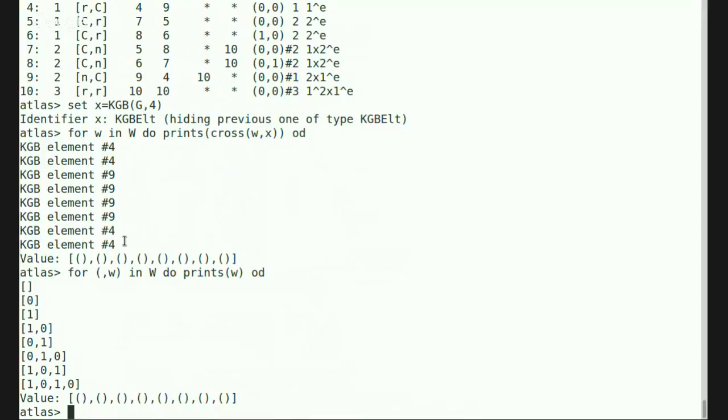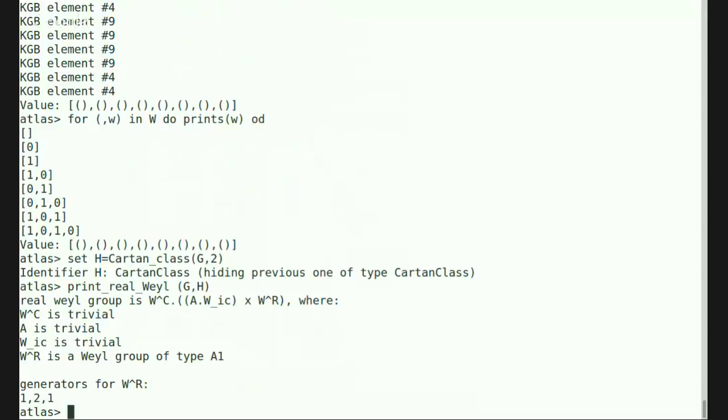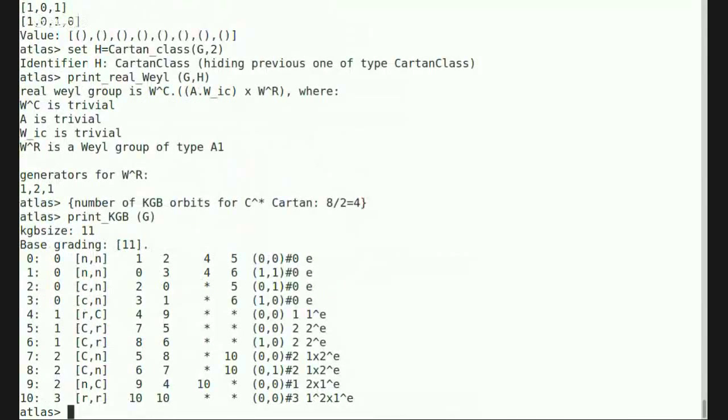Okay, and finally, let's look at the last non-split Cartan, Cartan number 2. And let's look at the real Weil group for this one. This has order 2. Trivial, trivial, trivial, A1. And so the number of KGB elements coming from this Cartan is apparently 8 over 2, which is equal to 4.